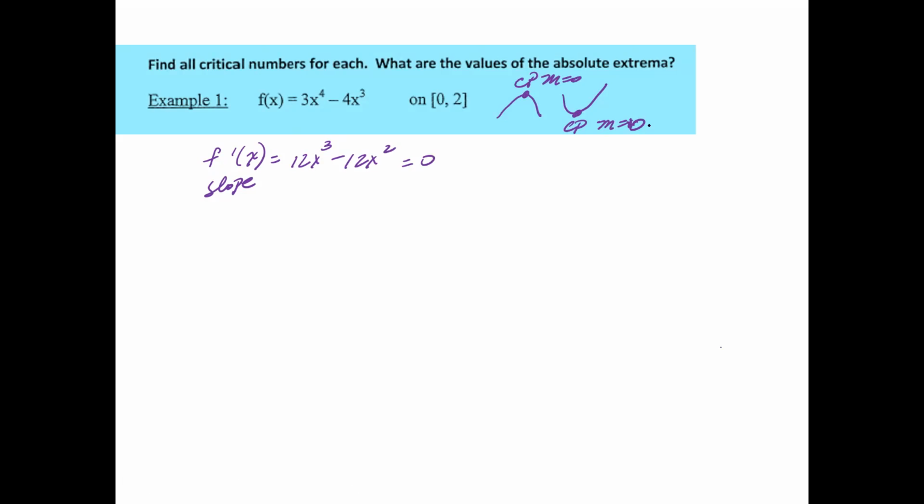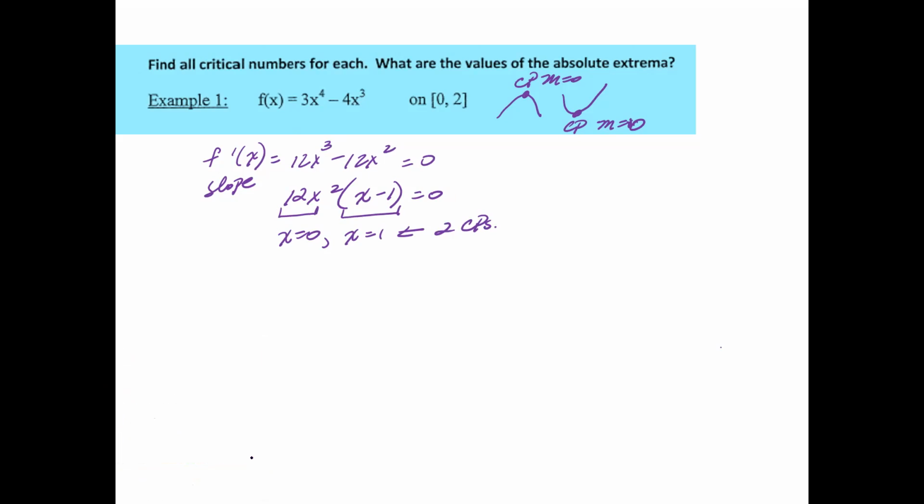So then let's go ahead and solve for x. Here I can factor out a 12x squared, which will give me 12x squared times (x minus 1) equal to 0. On the left side, you do have an x squared, so if I set 12x squared equal to 0, 0 divided by 12 is 0, and the square root of 0 is just going to be x equals 0. And then your second part here is x equals 1. So you actually have two critical points.